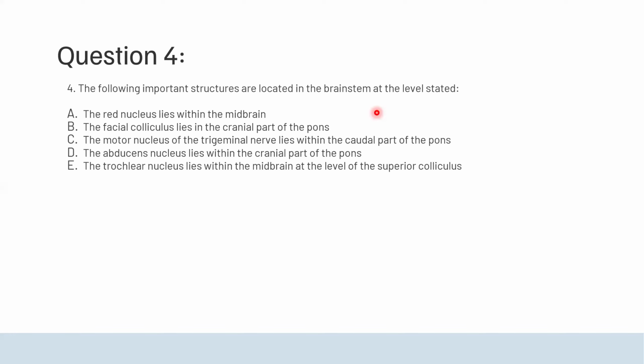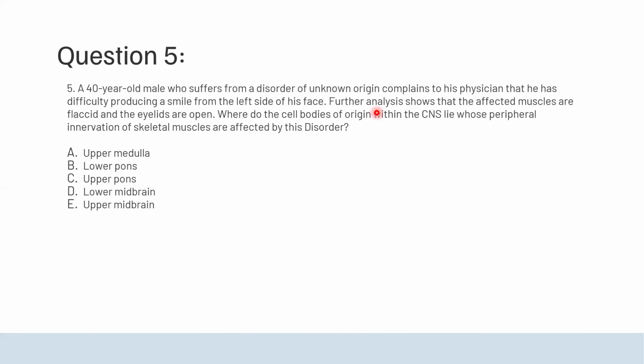The abducens nucleus lies within the cranial part of the pons. It's alongside the facial nerve, so this is not the case. The trochlear nucleus lies within the midbrain at the level of the superior colliculus. The trochlear nucleus is at the level of the inferior colliculus. Next question.